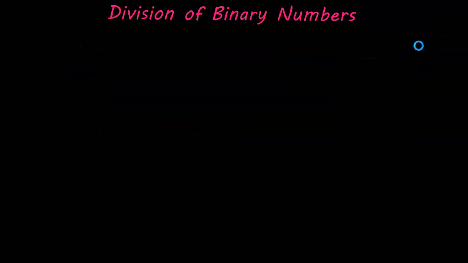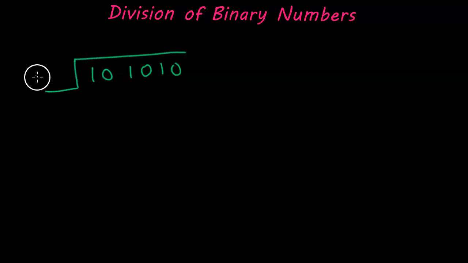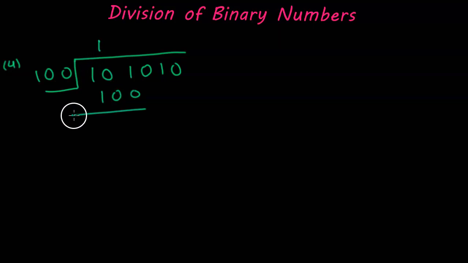Let's see another example. Let's try and divide 101010. We have to divide this by 100. Now what is 100? It is 4. So we'll divide 1 times 100. We subtract the numbers. 1 minus 0 is 1. 0 minus 0 is 0. 1 minus 1 is 0. So we don't have to write this. Now we get 10. Now we bring down the next digit, which is 1.